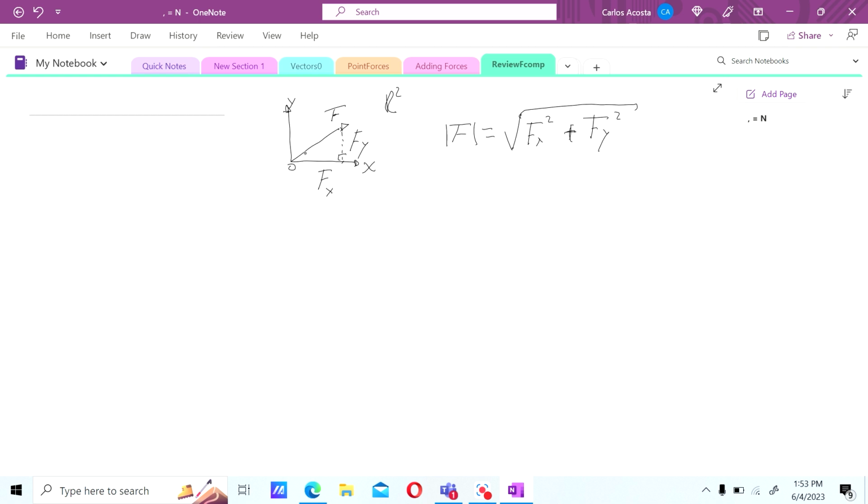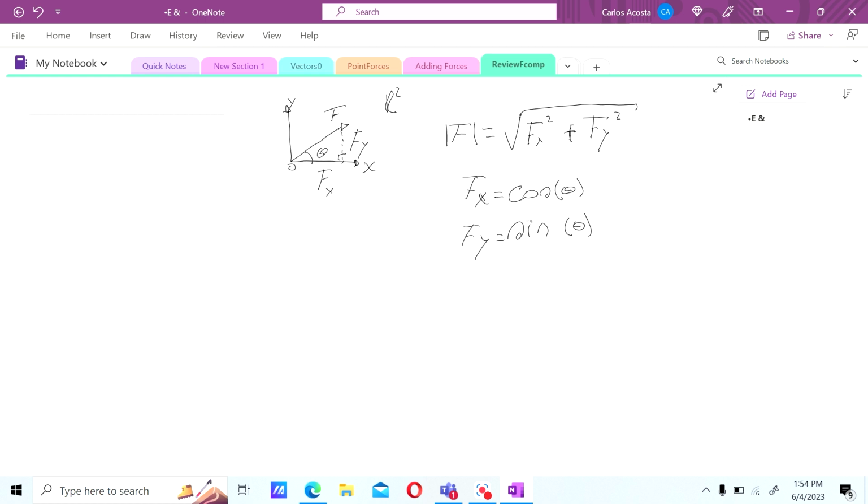If they give us the angle, we know how to get the components. Fx equals sine of the angle, and Fy equals sine. Whoa, sorry, I was going way too fast. Fx is cosine of the angle, and Fy equals sine of the angle.